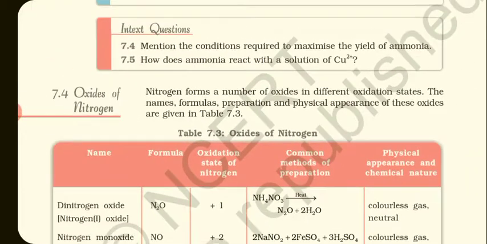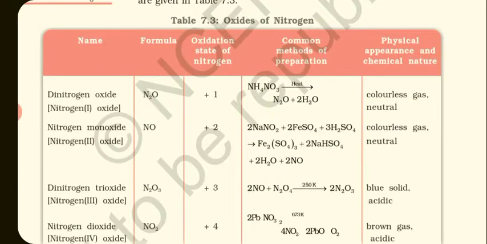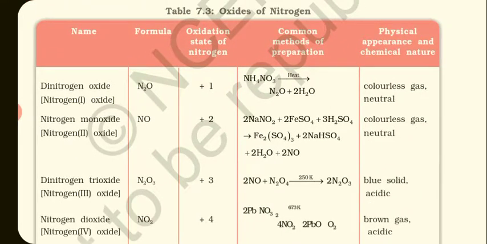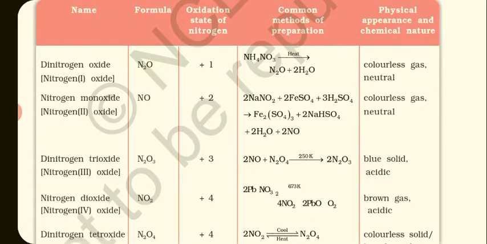Now, oxides of nitrogen. Nitrogen forms a number of oxides in different oxidation states. The names, formulas, preparation and physical properties of these oxides are given in Table 7.3. So the first oxide of nitrogen is N2O.